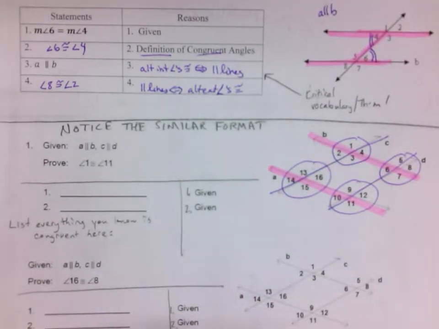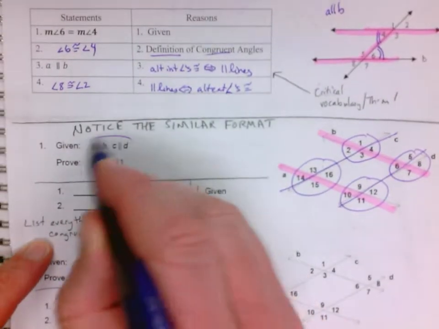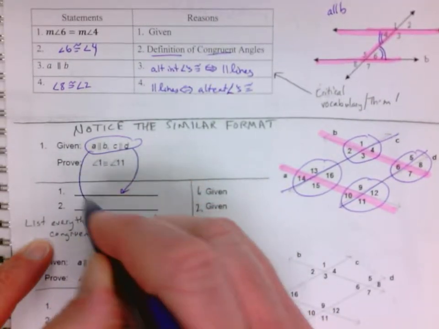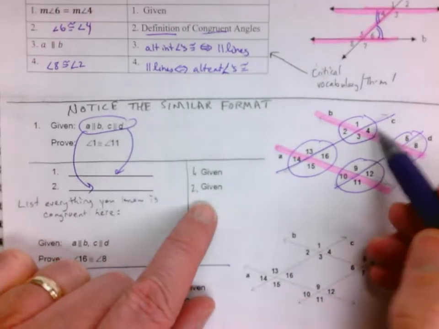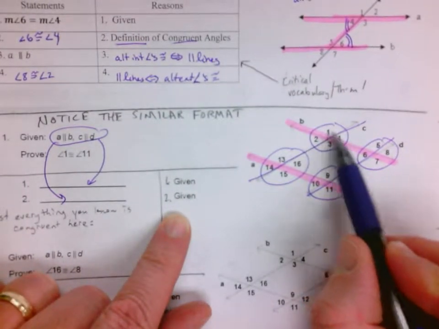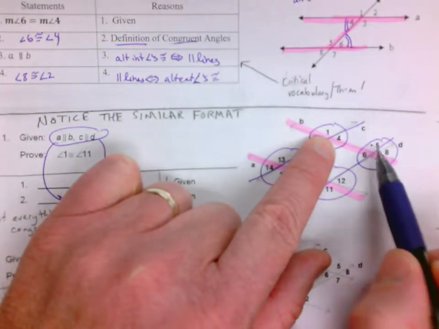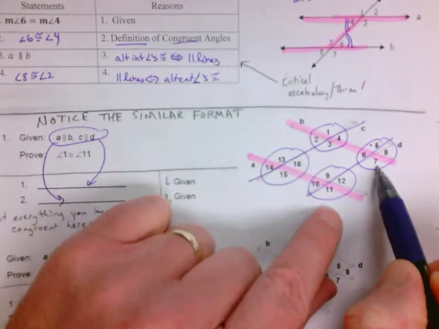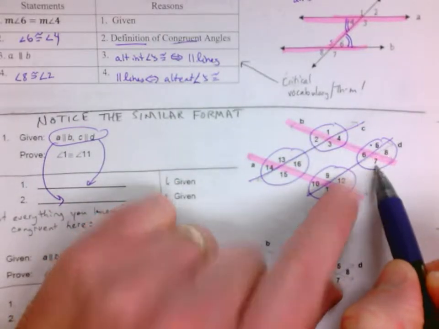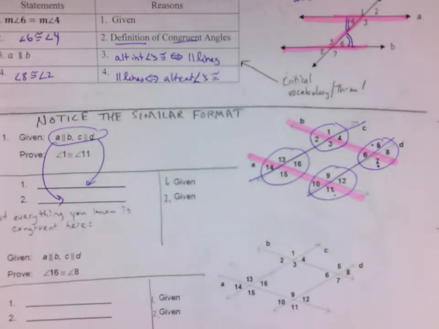I need to show that 1 and 11 are congruent. I'm just going to put those in here for the sake of time. I need to show that 1 and 11 are congruent. So I could just go this way. I could say 1 is congruent to 5 because those are corresponding angles. 5 is congruent to 7 because they're vertical angles. 7 is congruent to 11 because they're corresponding angles. And you got it. And do the transitive property.